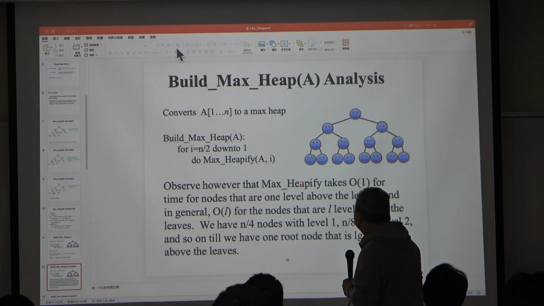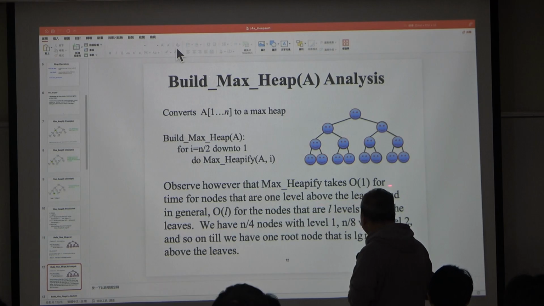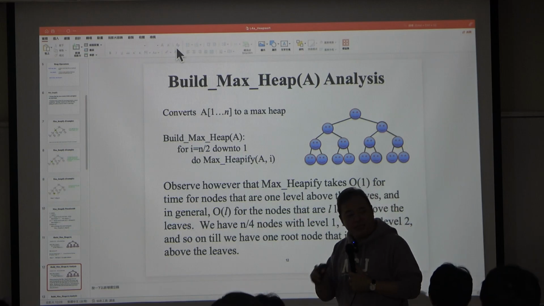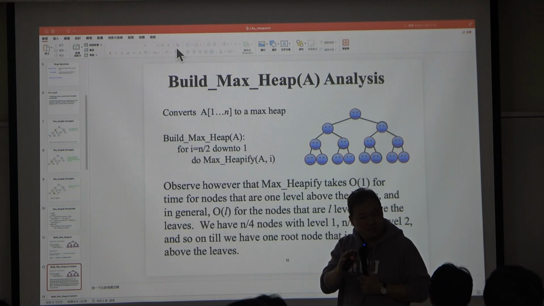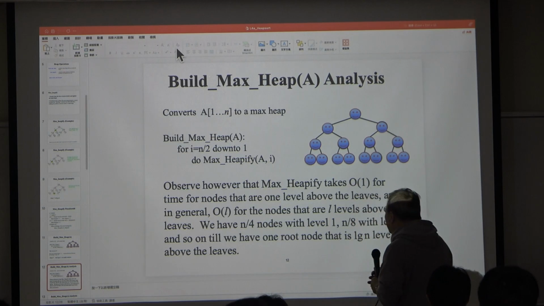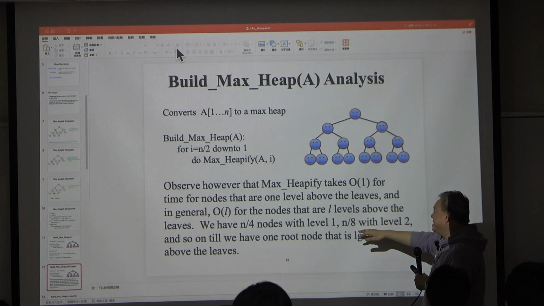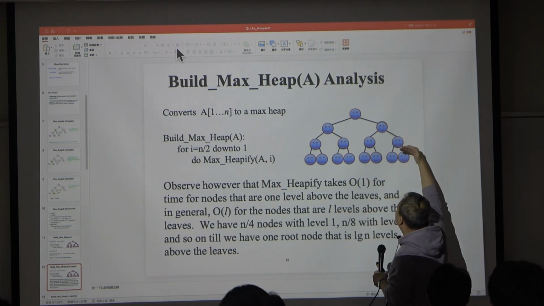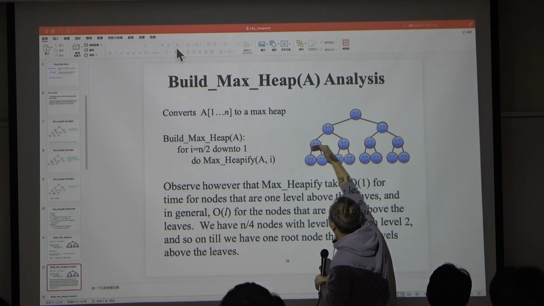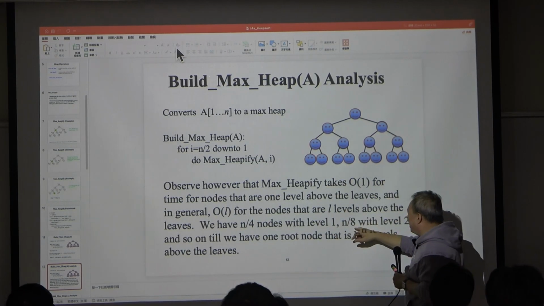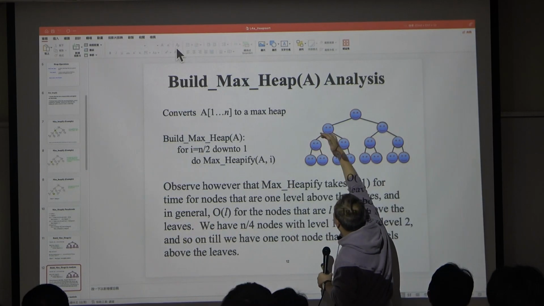Okay, so in reality, we can observe max heapify takes big O 1 time for nodes that are 1 level above the leaves, and in general, big O L for nodes that are L levels above the leaves. Is that right? So we have n divided by 4 nodes with level 1. When I say level 1, it is this level. And n divided by 8 with level 2, here. And so on.